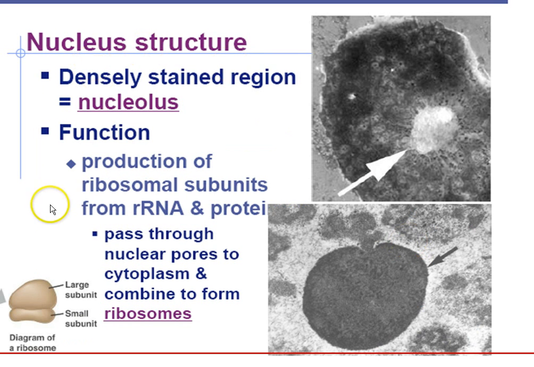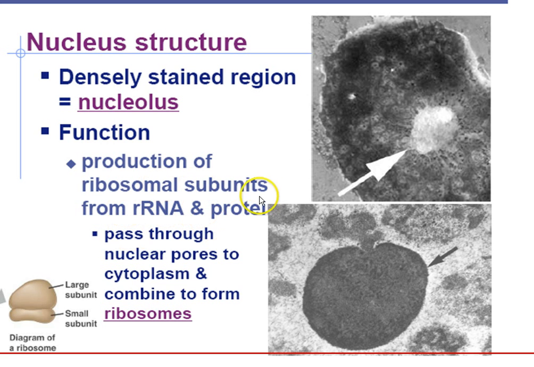Nucleus structure. Now don't get this word confused with nucleus. Nucleolus is a darkly stained part inside the nucleus. Nucleolus, nucleus, and you can imagine the whole page is like so. The nucleolus is involved with the production of rRNA, ribosomal RNA, and proteins.